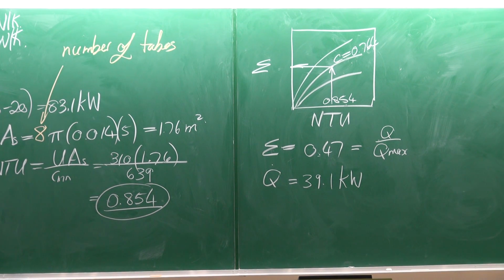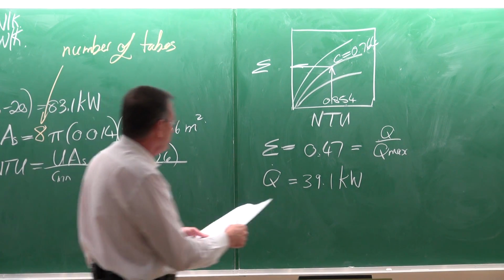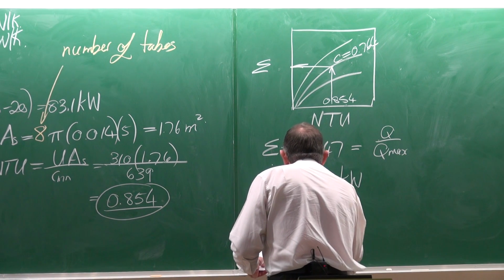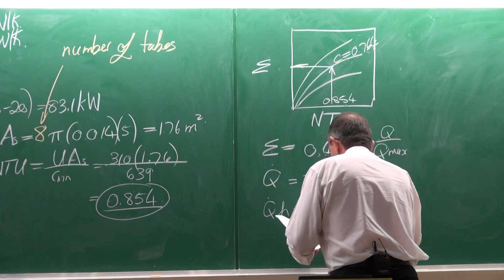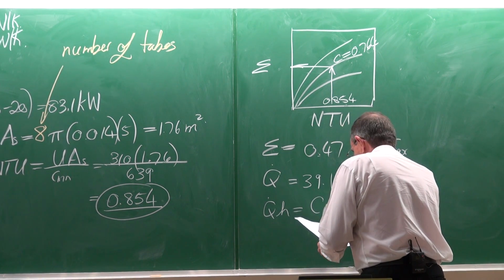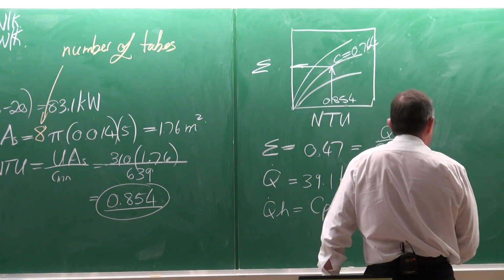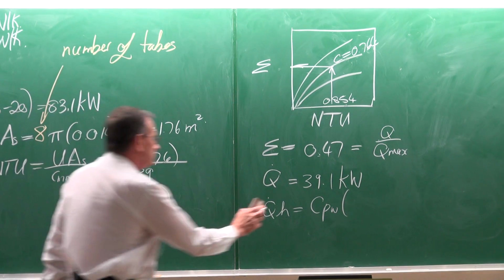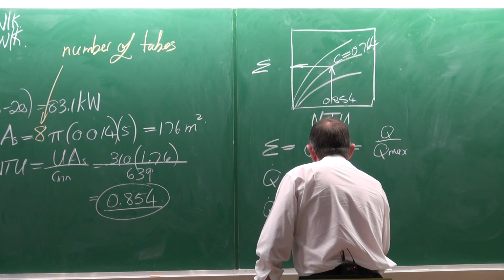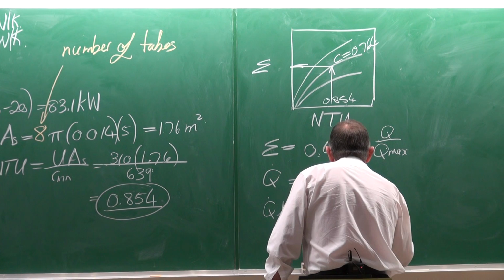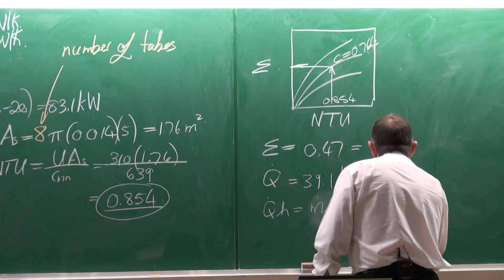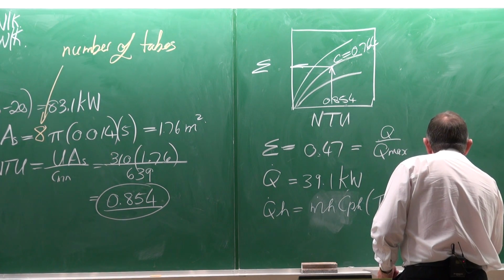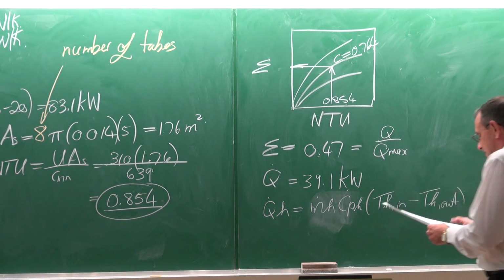Now we need to get the outlet temperatures, and that is very simple because we can say that the heat transfer rate on the hot side is equal to Cp on the hot side multiplied by the mass flow rate, of course. The mass flow rate on the hot side, the Cp on the hot side, inlet temperature hot, the outlet temperature hot.